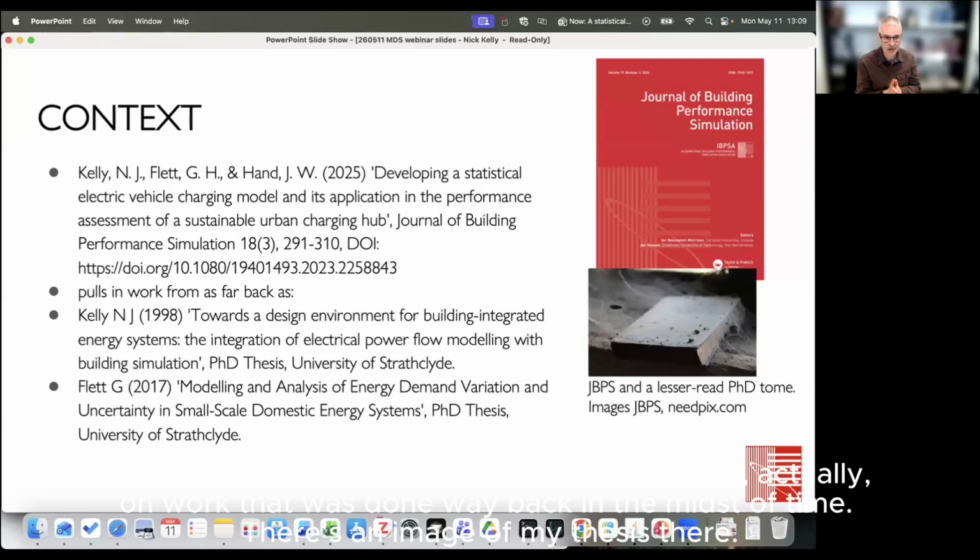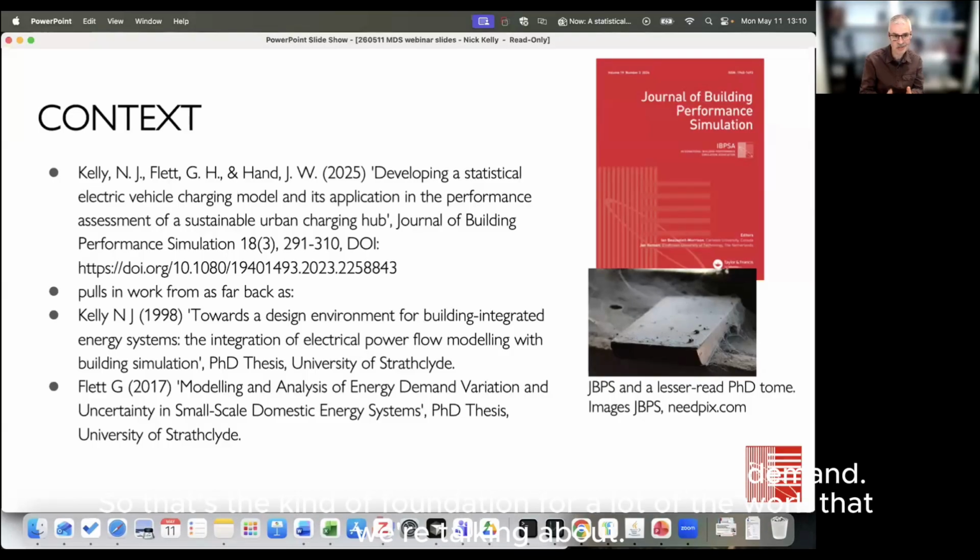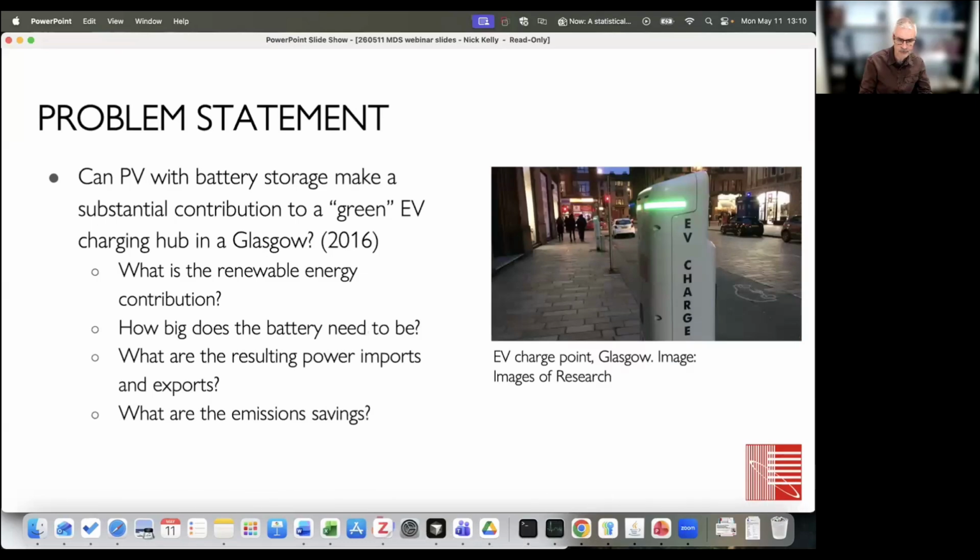There's the paper. The paper draws on work that was done way back in the mists of time. There's an image of my thesis there. It shows you how many people have read it. But that was all to do with modelling of things like photovoltaics in buildings and electrical systems. It also incorporates a lot of work from my researcher, who used to be a PhD student as well, Graham Flett, who does a lot of work looking at probabilistic modelling of demand. So that's the foundation for a lot of the work that we're talking about.